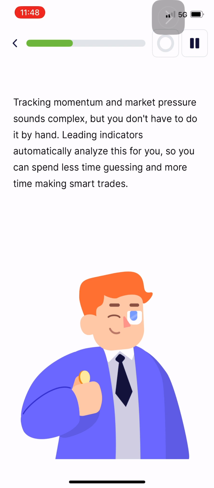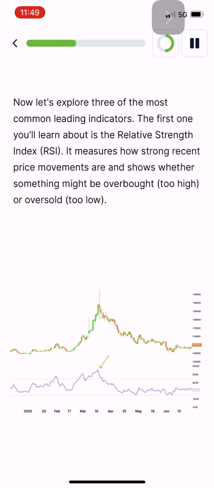Tracking momentum and market pressure sounds complex, but you don't have to do it by hand. Leading indicators automatically analyze this for you so you can spend less time guessing and more time making smart trades. Now let's explore 3 of the most common leading indicators.